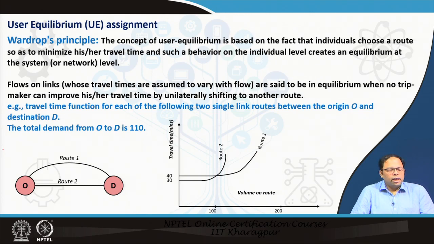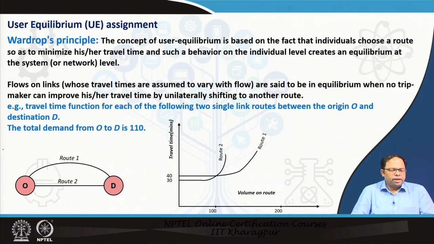definitely it creates a system equilibrium where everybody is divided amongst certain routes. And flows on links whose travel times are assumed to vary with flow are said to be in equilibrium when no trip maker can improve his or her travel time by unilaterally shifting to another route. That means in all the routes the travel times are the same. The routes that are used, their travel time remains the same, and the routes that are not used, there the travel time is of course higher. So, all the routes that are used, their travel time remains the same, and then there is equilibrium.